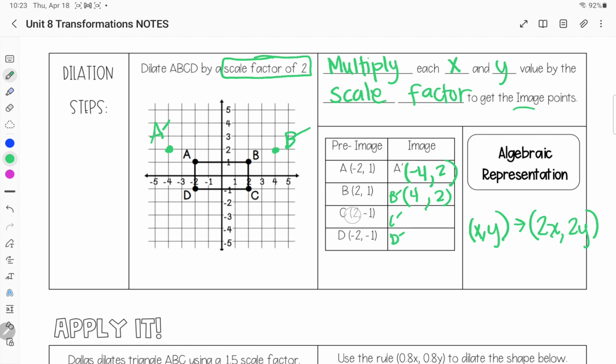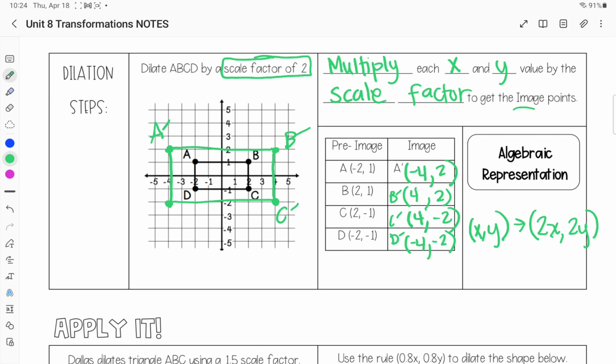C prime, so 2 times 2, 4. Negative 1 times 2, negative 2. So you have 4 and negative 2. That's C prime. And then D prime, we have negative 2 times 2, which is negative 4, and negative 1 times 2, which is negative 2. So if we were to connect these, we should be able to see that my image is bigger than my pre-image. So my pre-image increased in size to get my image.